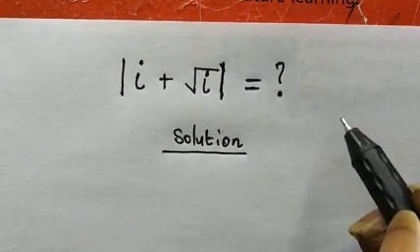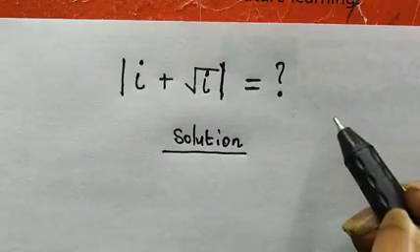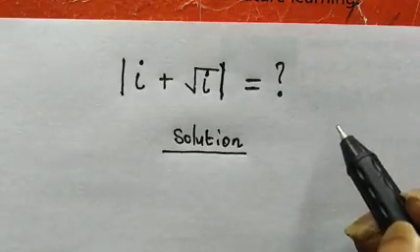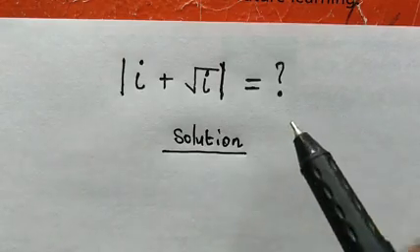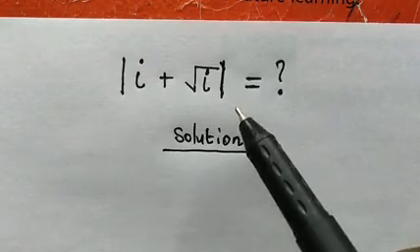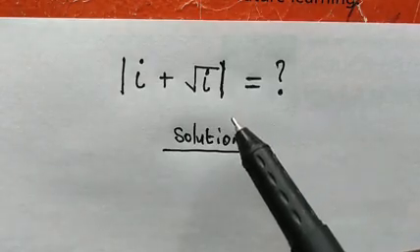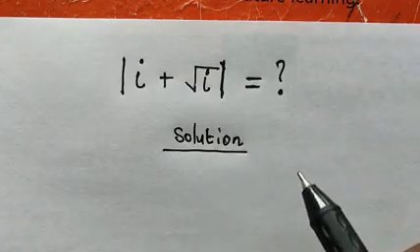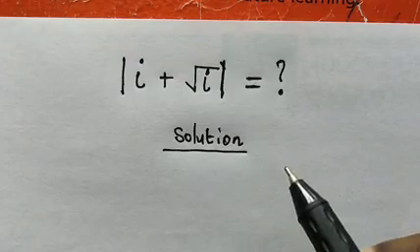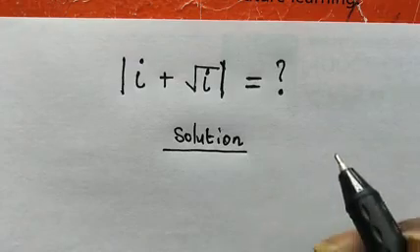In today's video, we have an interesting topic to discuss. We're dealing with complex numbers. We have to find the modulus of iota plus the square root of iota, which is also known as the absolute value of iota plus square root of iota.